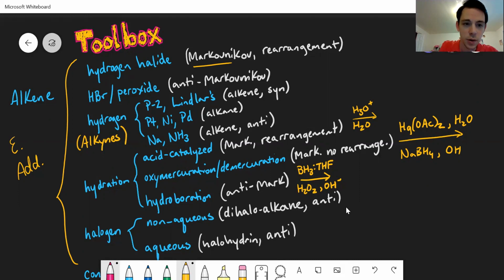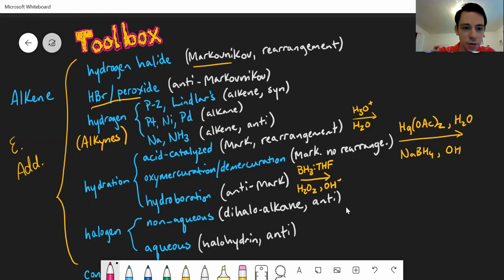Okay, this one, HBr and peroxide, this is unique to HBr. It follows a free radical mechanism that we didn't learn, but it adds that Br on the anti-Markovnikov spot. So it could be useful for making a primary haloalkane.